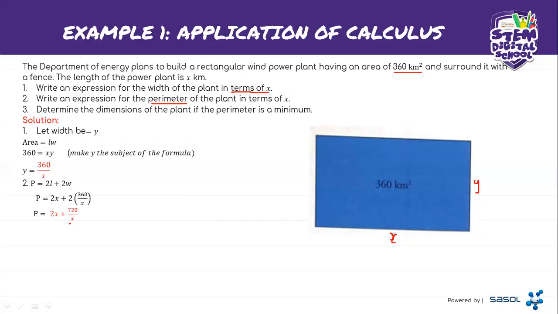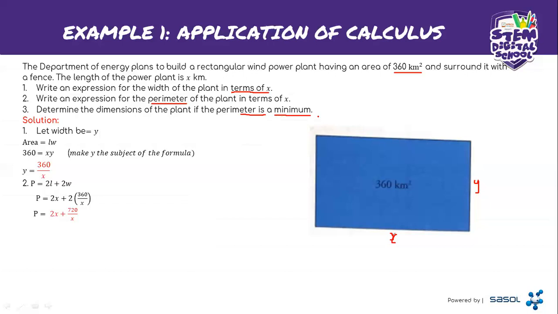Now let's proceed. The third question says, determine the dimensions of the plant if the perimeter is minimum. If the perimeter is minimum. Now, in order for you to determine the dimensions, in this case they're talking about minimum. Remember earlier on, we spoke about setting a derivative equal to 0 so that you can determine the maximum and the minimum, right? Now, in this case, you can see that we also have to do what?